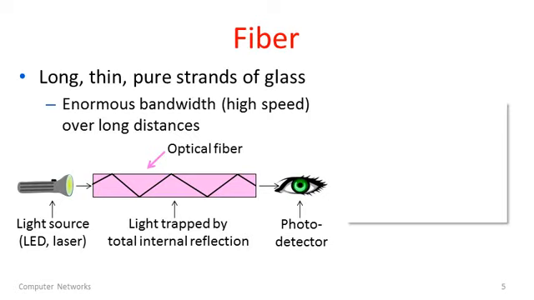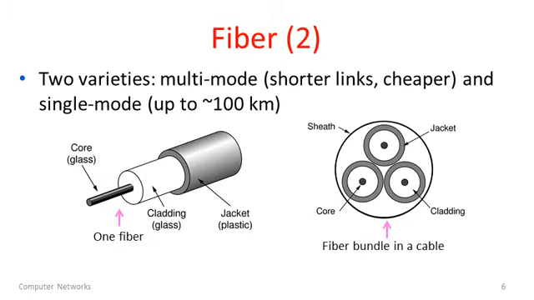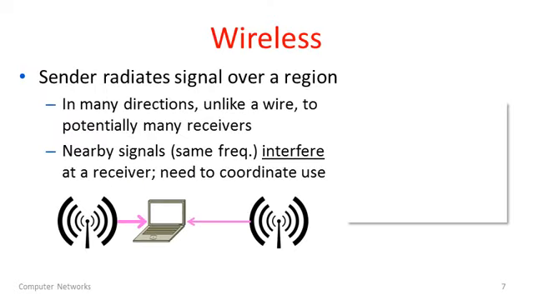And nowadays a lot of ISPs, or internet service providers, guarantee that users are going to get high-speed internet access, and they use fiber technology. Like you can see in this example, you can test it by putting a flashlight on one side of the cable, and on the other side you can see how the light comes through instantly. There are two varieties, multi-mode and single mode. You have one fiber, and then you have a fiber bundle in a cable. You can read more about this in the book.